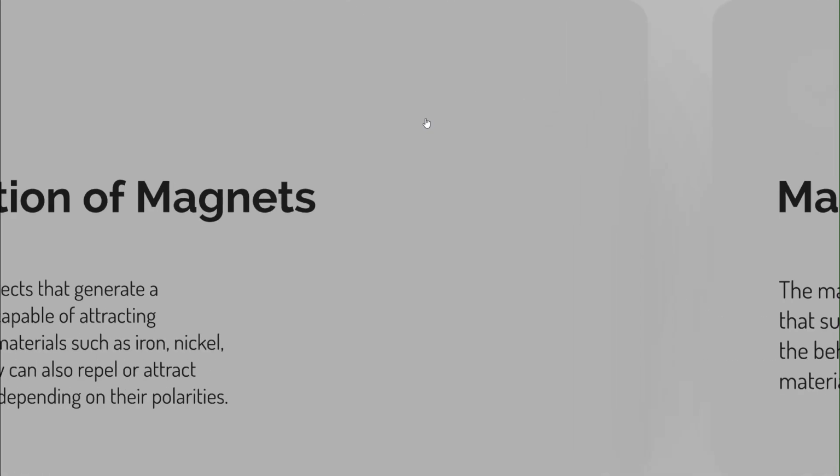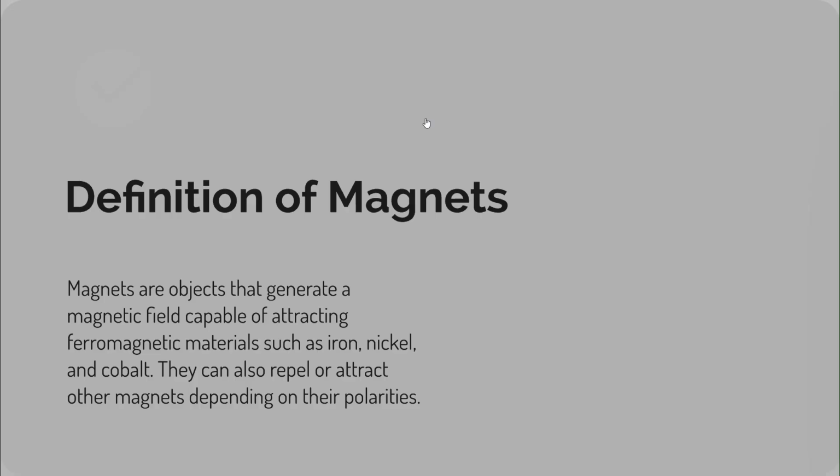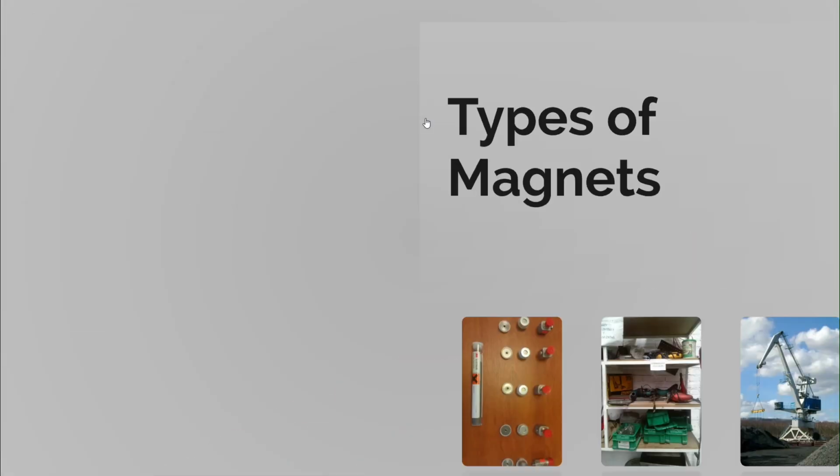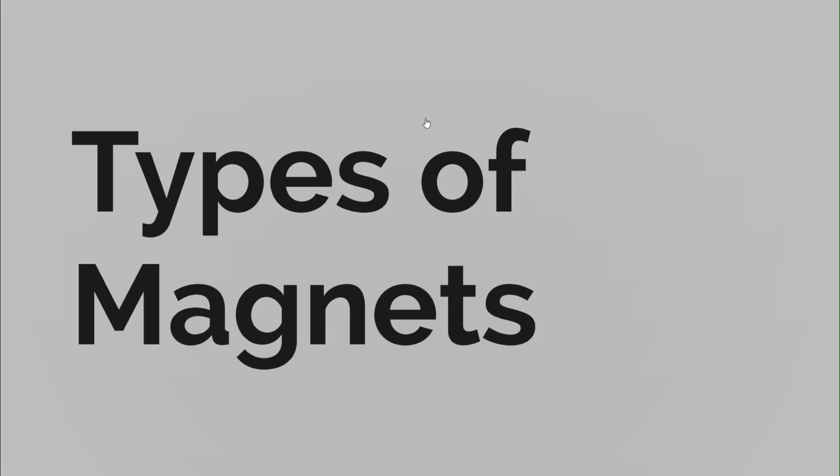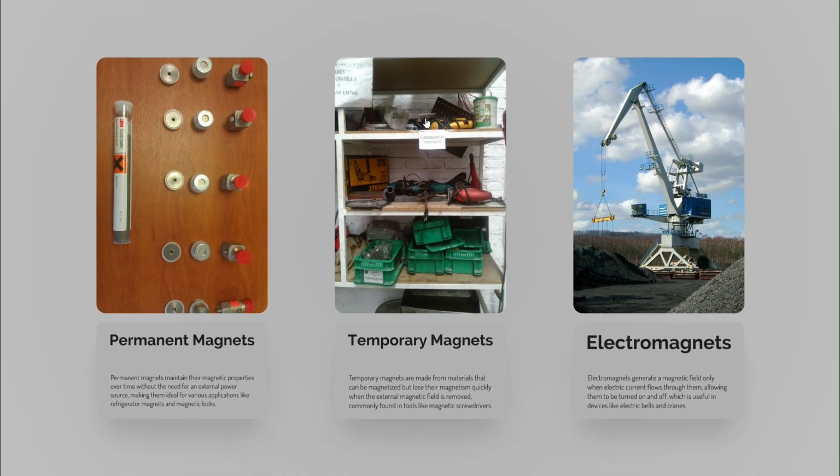So the magnet has two polarities. Those will be discussed in the upcoming slides. Okay, so now we are discussing types of magnets. So these are all magnets.